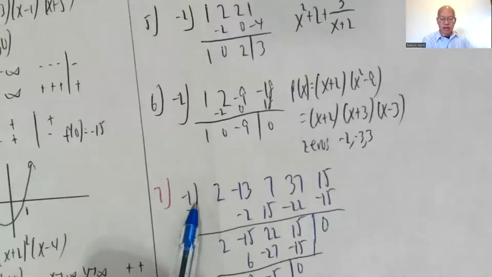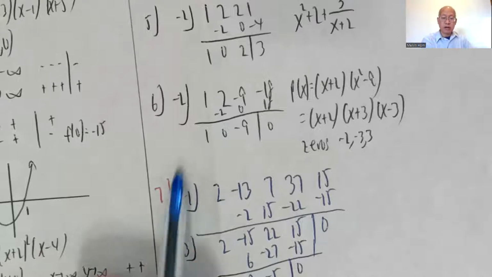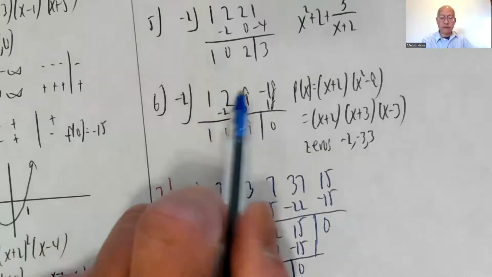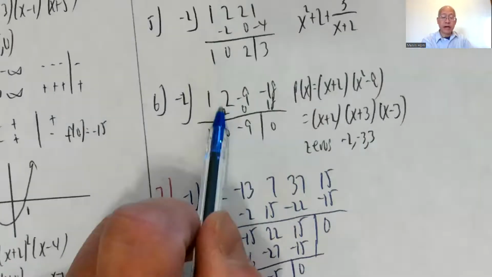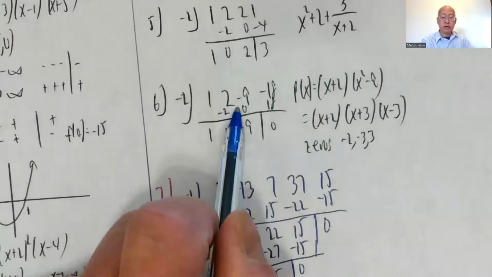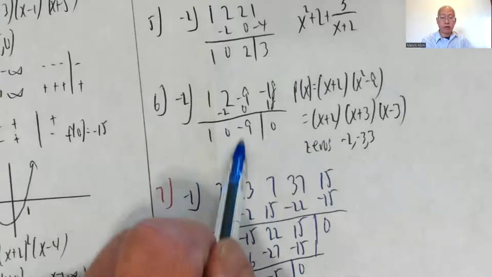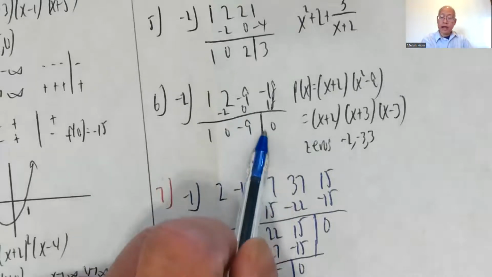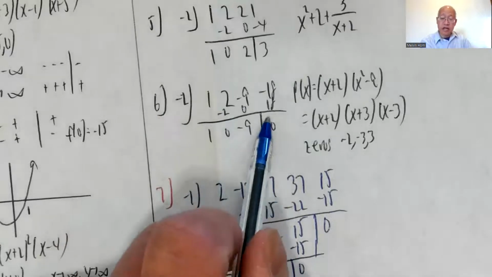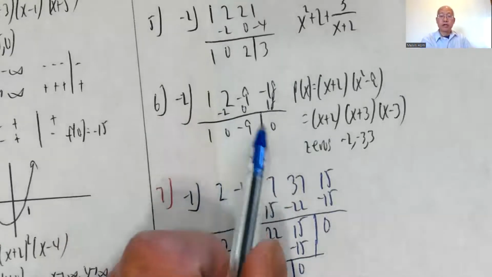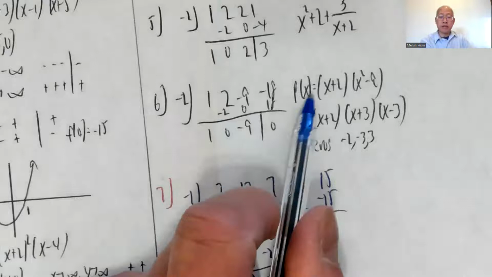Okay, number 6, they're telling you negative 2 is a 0. So negative 2, 1, 2, negative 9, negative 18. 1 comes down, multiply by negative 2, add 0. Multiply, 0, add negative 9. Multiply 18, add 0. And in order for negative 2 to be a 0, this synthetic division answer here should be 0.